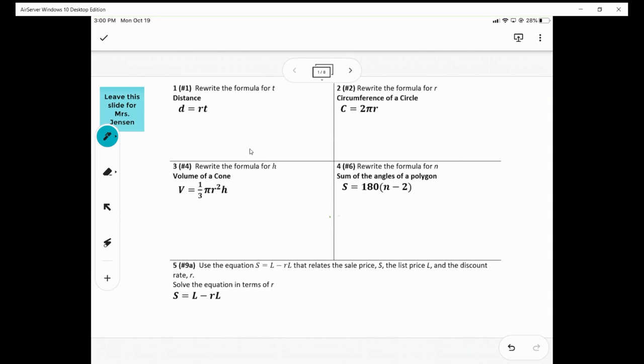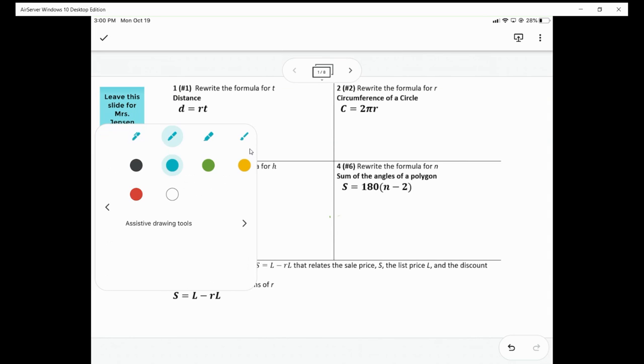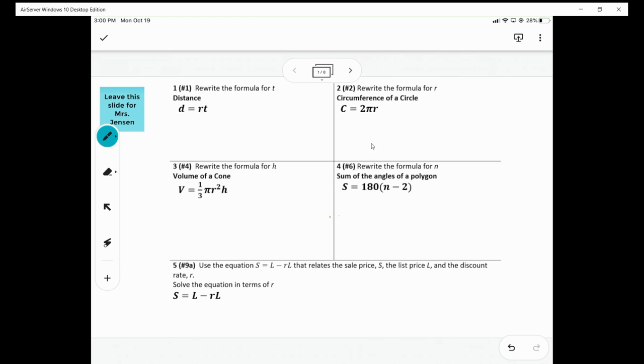Let's go over these practice problems from 1-5, rewriting equations and formulas, also known as literal equations. Remember, these equations have more than one variable, so we're going to solve for the indicated variable. For number 1, we're going to solve for the variable t. Remember, we want to use the inverse operations to solve for that indicated variable.